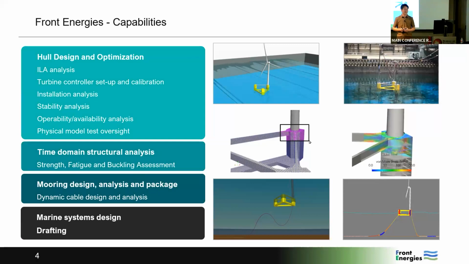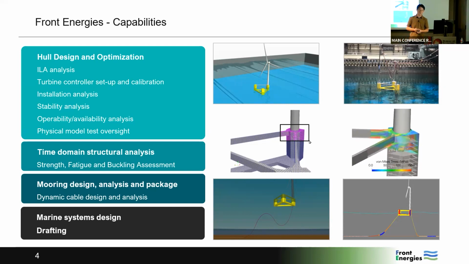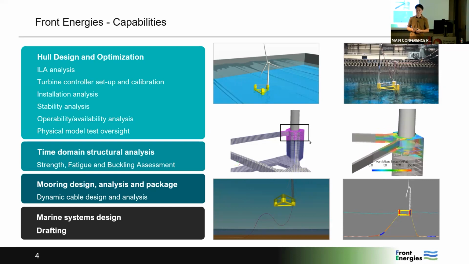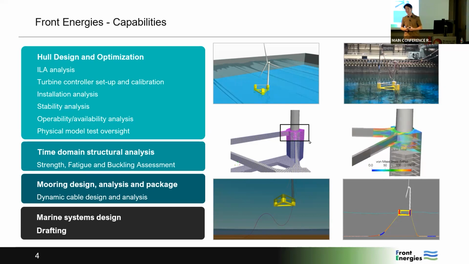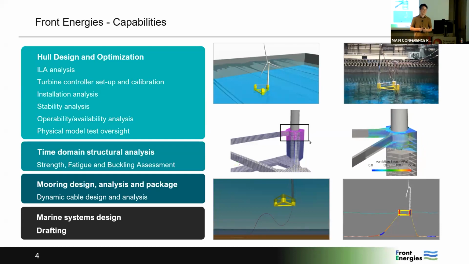This slide summarizes our capabilities. Mostly we are doing hull design of floating offshore structures, including conventional structures and also renewable structures, let's say floating offshore wind turbines. We also provide some optimization to reduce cost. The most important thing in hull optimization and design is ILA analysis. ILA means integrated load analysis. A more accurate ILA analysis results in reduced cost of the hull design and also increases the safety of the hull.